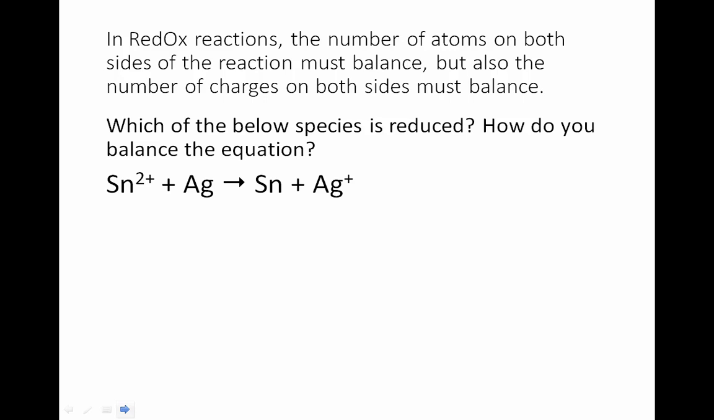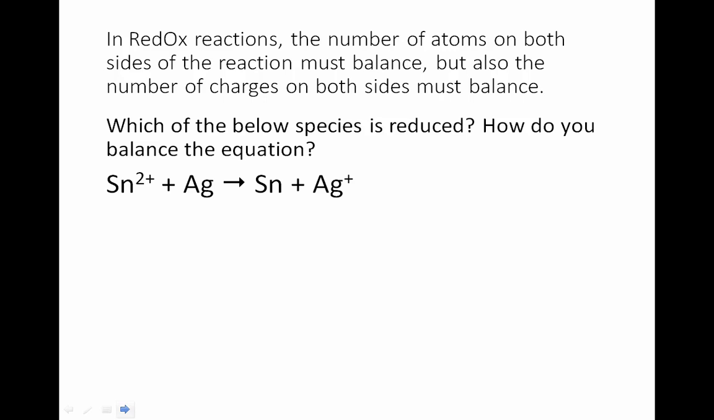You might look at it and say, oh, well, there's Sn on the left, there's Sn on the right, there's silver on the left, there's silver on the right. We got both of them. We're balanced, we're good. But if I were to tell you that this is not balanced, I would be right. If you were to tell me this is not balanced, you would be right. Why not? Because the charges are not balanced.